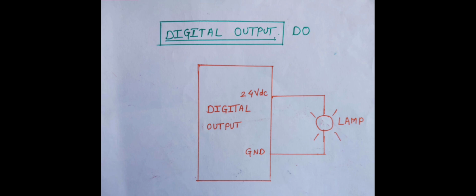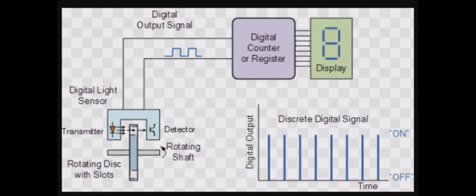The digital outputs are of three types, that is relay output, transistor output and triac output. We are all aware of the relay output. The relay is used in the PLC, and by using the relay, it drives the load. The relay has mechanical contacts, with the help of which we drive an AC or DC load. It is a benefit of the relay: we can drive an AC or DC load.